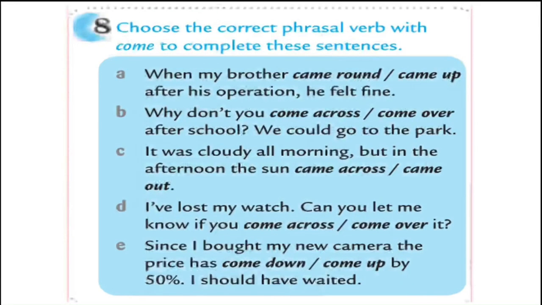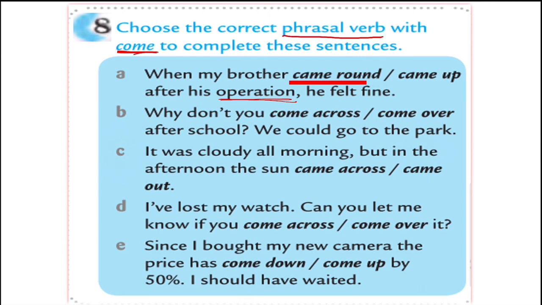The next one is number 8, and this is self-evaluation. You can do it yourself, and then you can find the answer at the end of the book. So it says, choose the correct phrasal verb with come. So here we're going to use "come" phrasal verbs to complete these sentences. It says A, when my brother came round or came up after his operation. Okay, we have here an operation, so it means he was unconscious for some time. So we choose came round, to mean that he woke up from the state he was in after the operation and he became conscious again.